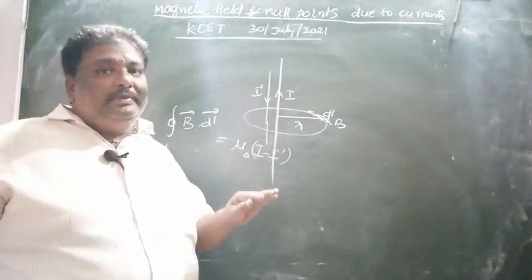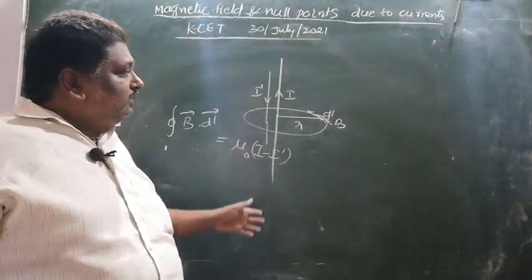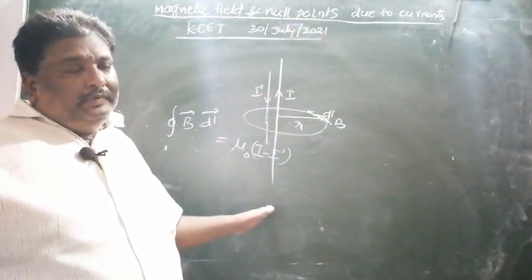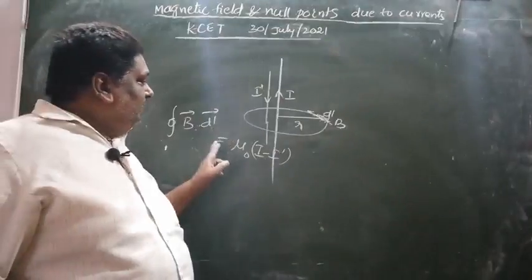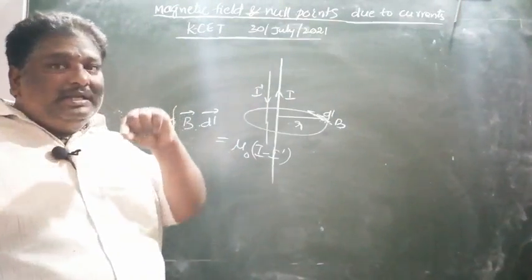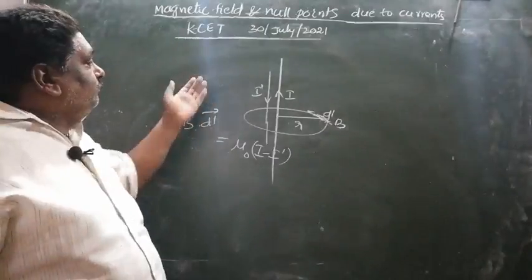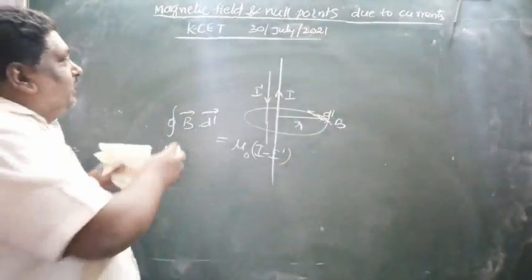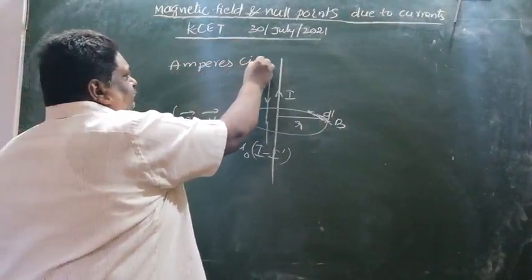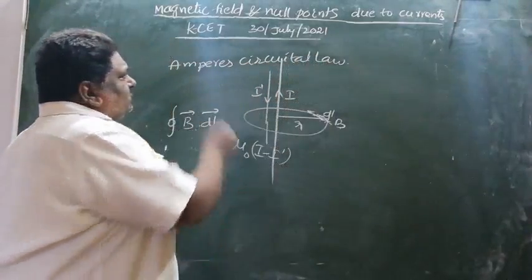Then what is the difference between Biot-Savart law and Ampere's circuital law? Ampere's circuital law is applicable for long straight conductors. Okay, so it is B, not dB. But for small elements, dB, that is the Biot-Savart law. That is integrated, and you can get this Ampere's circuital law.